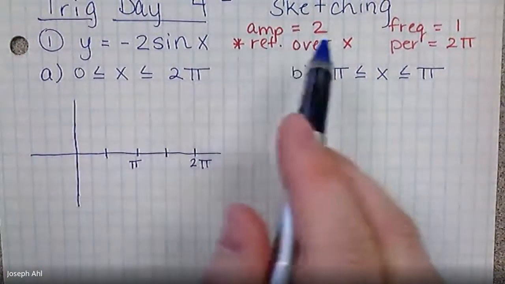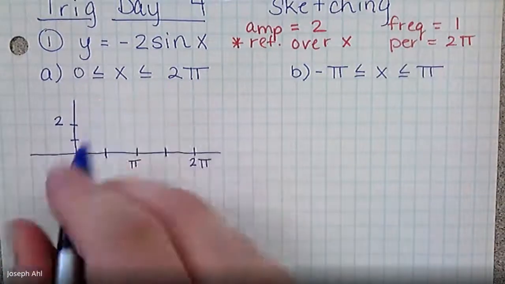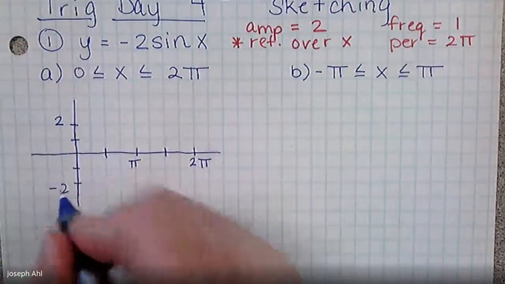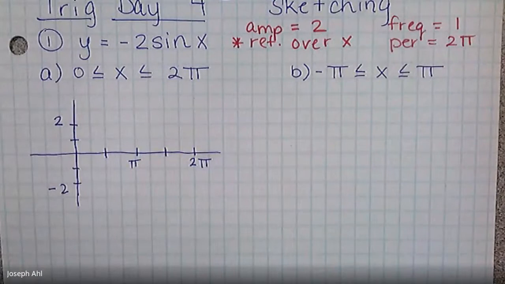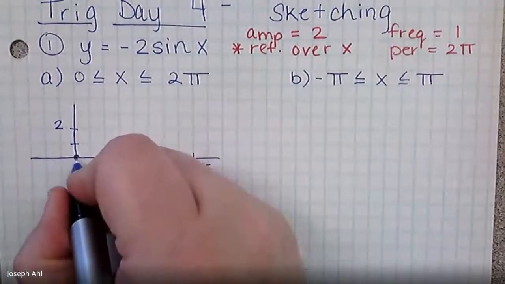Given an amplitude of 2, I know that has something to do with the maximum height that we reach. So I'm going to put every one space on the y-axis as another unit. Now that we have our axes set up, I know that sine in general always starts at 0, 0.